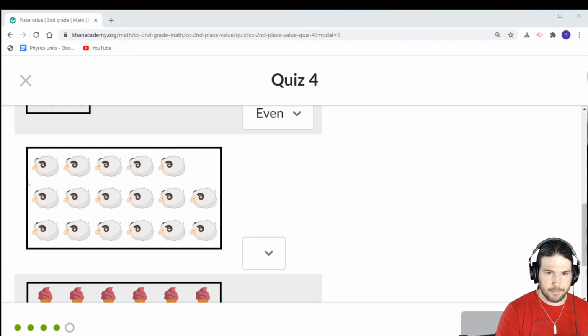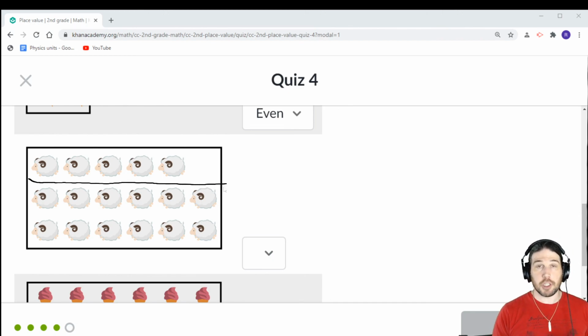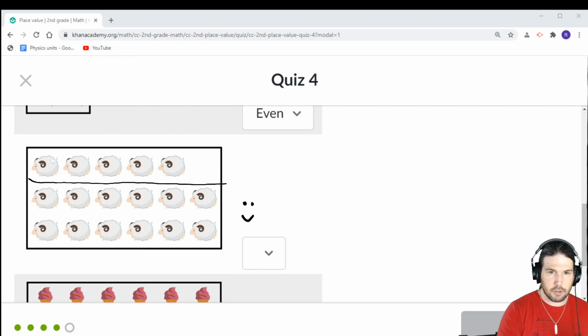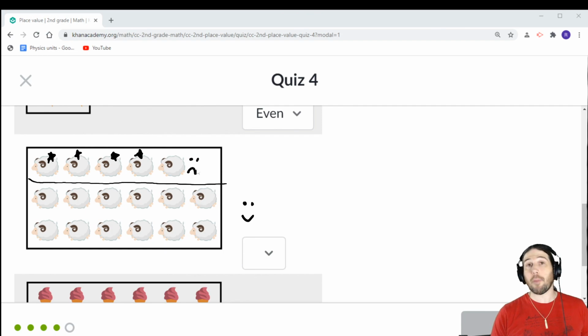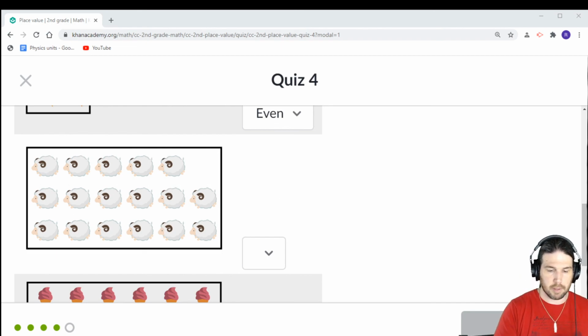So we have two rows of sheep here. We know that this part is even. So all we need to do is check this upper row, and I see that these 2 sheep are together, these 2 sheep are together, and unfortunately there is 1 sheep that, no matter how we organize them into pairs, there will always be exactly 1 sheep that doesn't have a partner, making this an odd number.